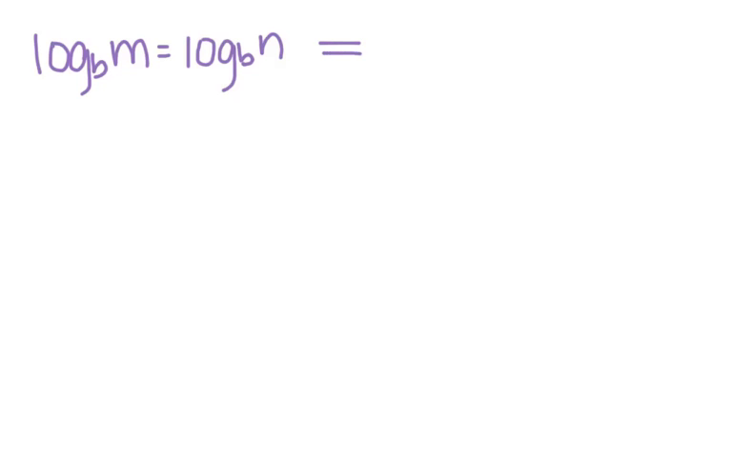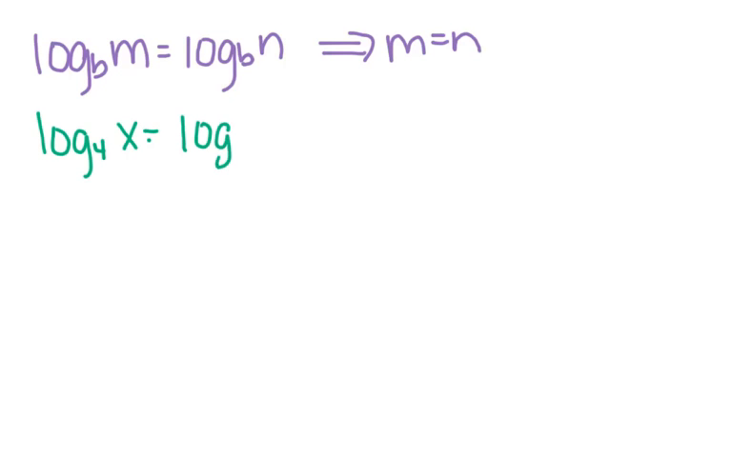The second type of equation is a logarithmic equation. Now, logarithmic equations come in two forms. The first one is if you have a log equation where the bases are the same and you have the word log on both sides. That one's pretty easy. If log base b of m is equal to log base b of n, then you can simplify this and say m equals n. So if log base 4 of x equals log base 4 of 3, that means x equals 3.